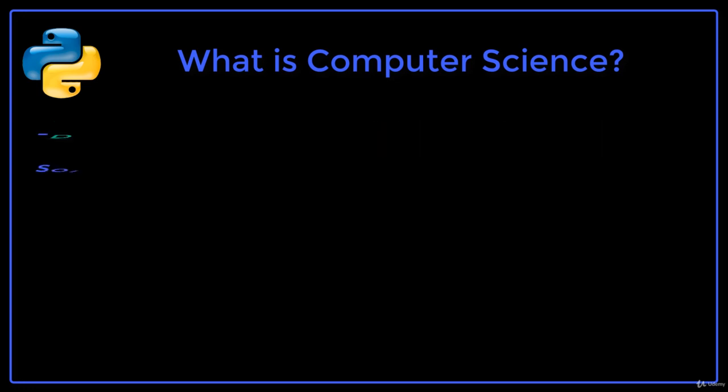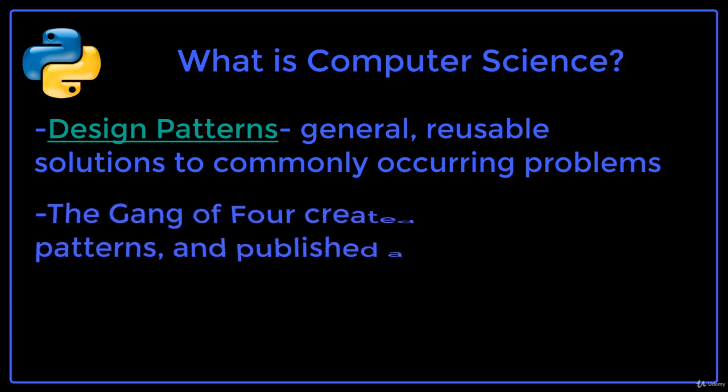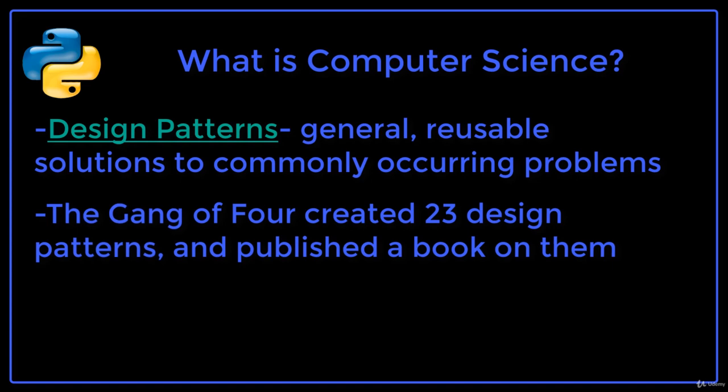Computer science has been around since the mid-1900s, and many of the problems that developers face repeat themselves. Therefore, some developers have created what are called design patterns, general, reusable solutions to commonly occurring problems in software design. In 1994, one of the most iconic books in all of computer science was published, named Design Patterns: Elements of Reusable Object-Oriented Software. It was written by 4 great software engineers, nicknamed the Gang of Four.